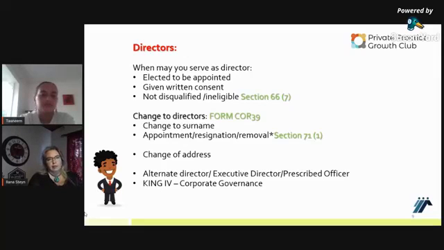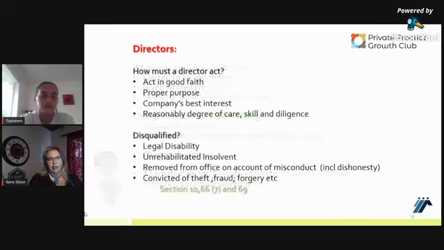And then the last little section that I've put in there was the King 4. That is your corporate governance. It's the rules and regulations on how to be a good director or a good shareholder in a company, and I'm just going to touch base on that quickly. How must you act as a director? You need to act in good faith, for the proper purpose, and in the company's best interest, not your best interest as the director, when you make decisions. And then with a reasonable degree of care, skill, and diligence.